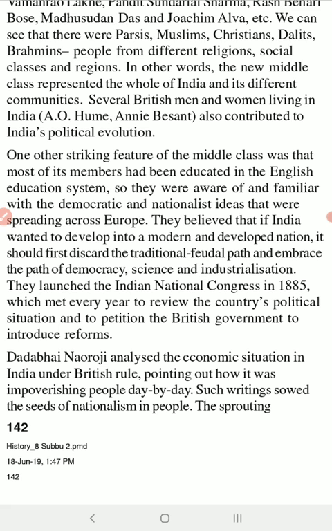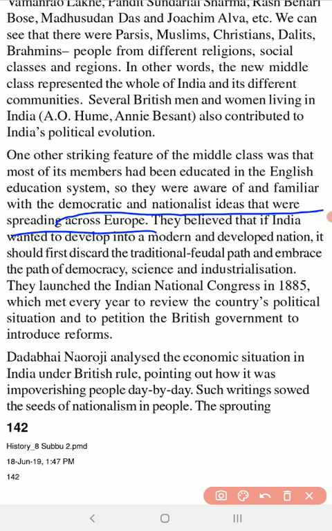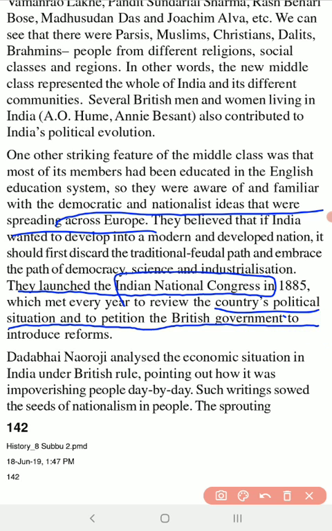One striking feature of the middle class was that most of its members had been educated in the English education system, so they were familiar with the democratic and nationalist ideas that were spreading across Europe. All these middle class people were educated men and women. They studied under the English education system. Therefore, they were very well aware of what was happening in those times across Europe. Now they wanted to bring the same thing here. So this paved the way for the launching of an age-old party in India, the Indian National Congress, in the year 1885. The Indian National Congress met every year to review the country's political situation and to petition the British government to introduce reforms.